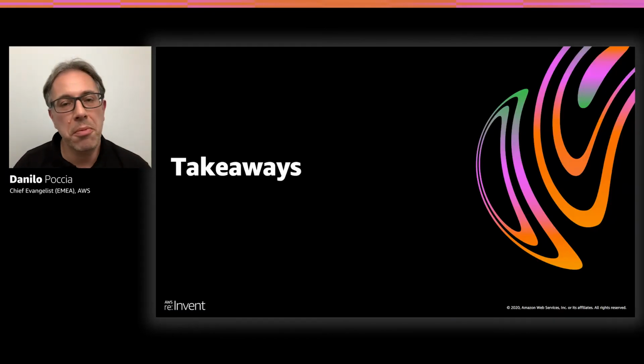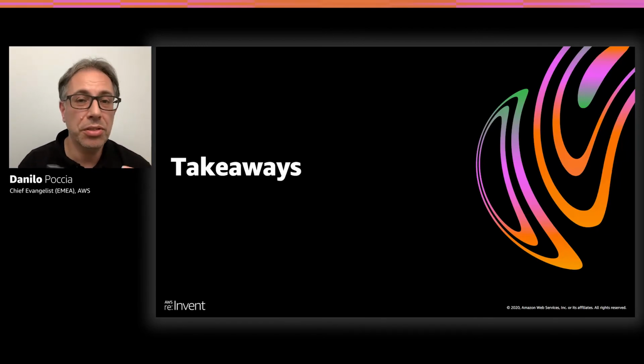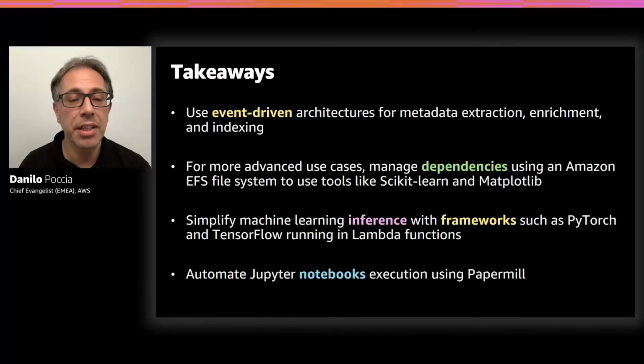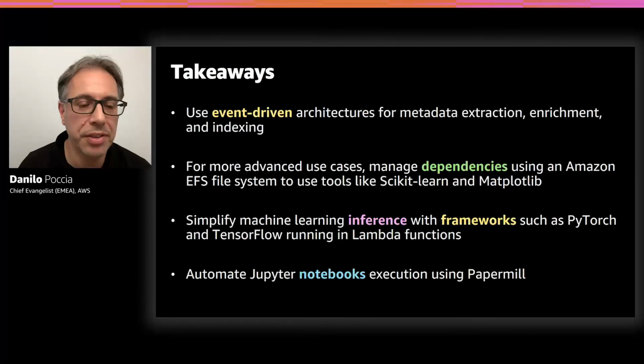So we saw many different use cases, and the idea here is really that you can run lots of logic inside a Lambda function, and then you can use techniques like Monte Carlo or ensemble methods to leverage the parallel execution of multiple Lambda functions. What I suggest is to think if an event-driven architecture can be used to enrich the data that you have, extract more metadata, and index the data in the metadata that you have. For more advanced use cases, think of using EFS to go beyond the limit of the zip file. You can use tools like scikit-learn or Matplotlib to generate images, and you can see in the code that I will share how to do so.